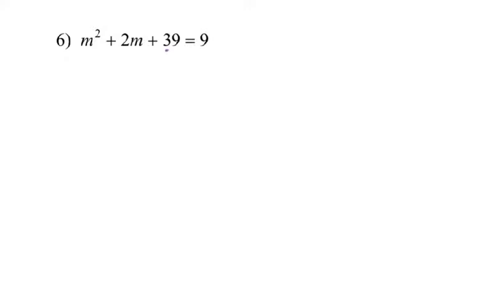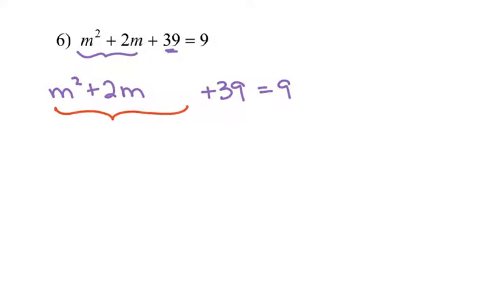This time I'm going to keep the 39 on this side, and I'm just doing that to show you how you would do it that way, because sometimes that's good to do and sometimes people just do it. It's kind of a personal preference. But I'm just going to scoot the 39 over and make some space for my completed square, but it's still on the left-hand side. So when I go to complete my square, what will I be adding? I'm going to take half of 2, which is 1, and square it, so 1.